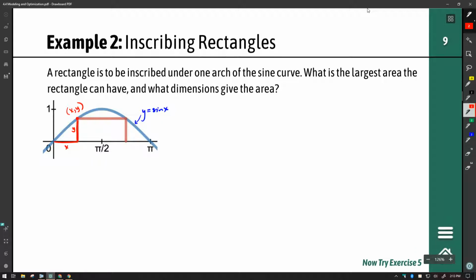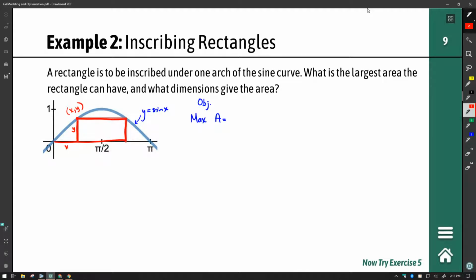So let's get to the optimization. What's the largest area the rectangle can have? So what we want to do here is maximize the area of the rectangle. So my objective is to max an area. So we need now an expression for the area of the red box or rectangle underneath the sine curve. Well, we know that the area of a rectangle is base times height.